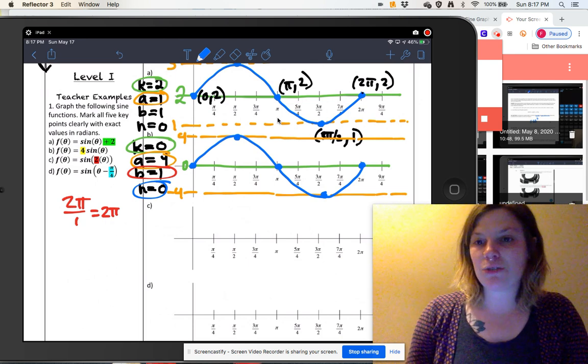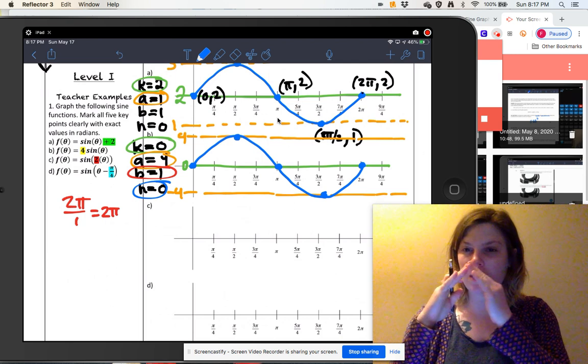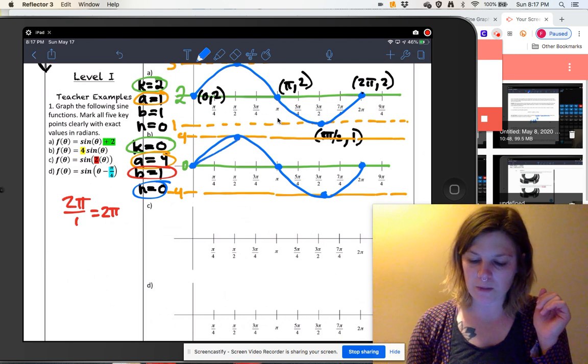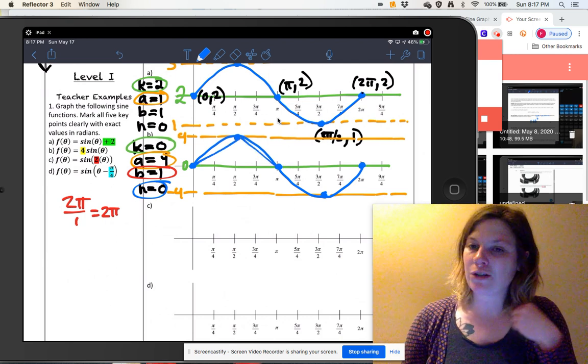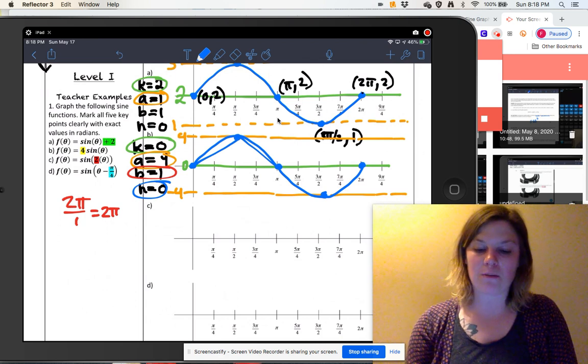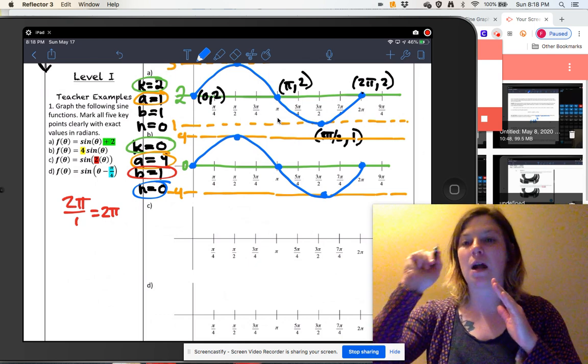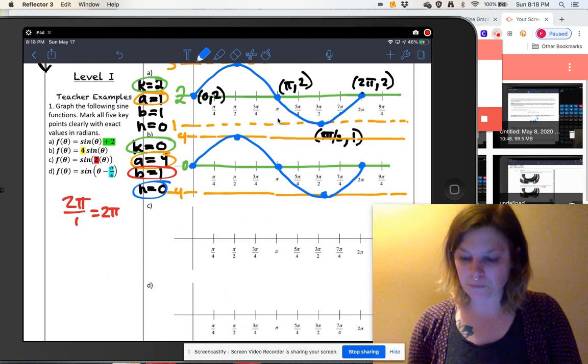Something that I see a lot of students do when they're first learning how to draw a sine graph is they'll make a point like that. That is incorrect, and you'll be marked incorrect if you do that. So just keep that in mind. You've got to make sure you're not doing hard peaks. You want to make sure you're doing rounded peaks as you go through.